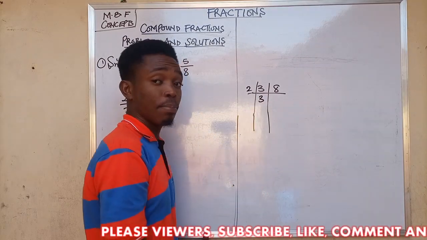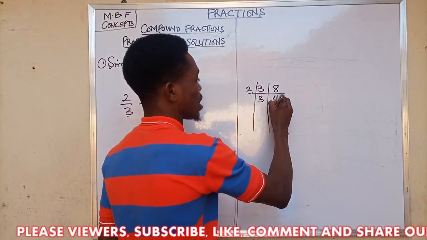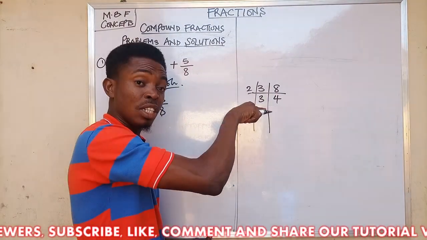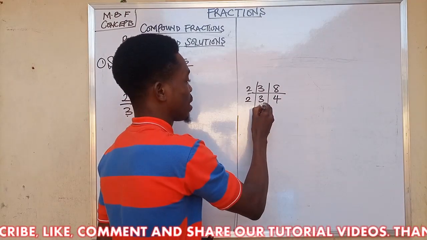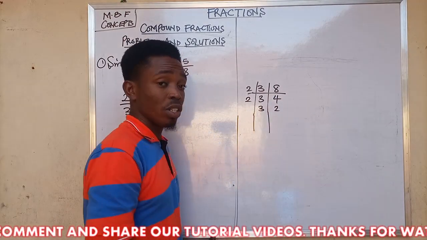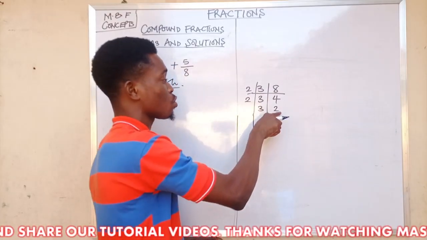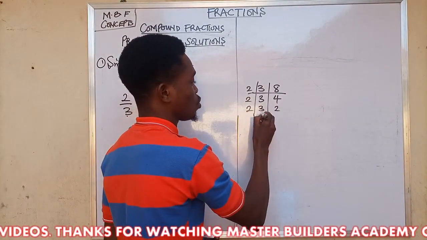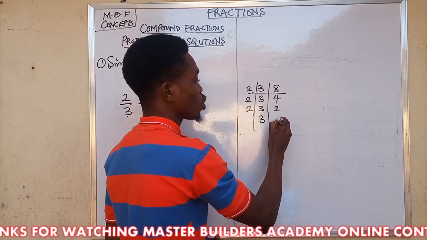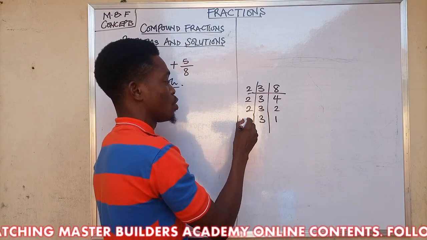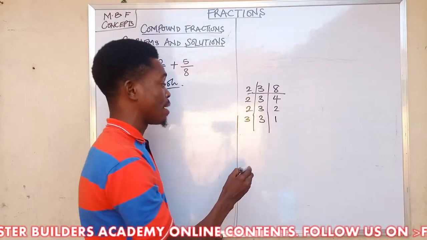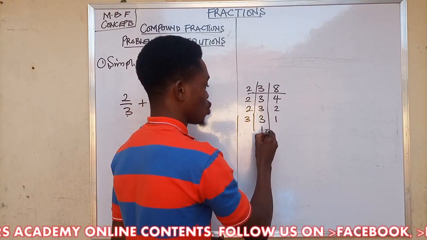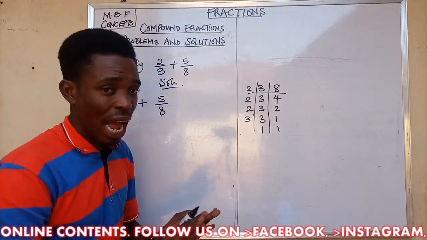So 2 cannot divide 3, bring down 3. Then 2 into 8 will give us 4. And now 2 can also go into 4. So you put down 2, then bring down 3, then 4 divided by 2 will give us 2. Then again, we have 2 here. 2 can still divide these 2. Then I put down 2. 2 into 3 cannot, but 2 into 2 is 1. Now I can use 3. What can divide 3 is 3. Then I have 3 into 3 is 1.